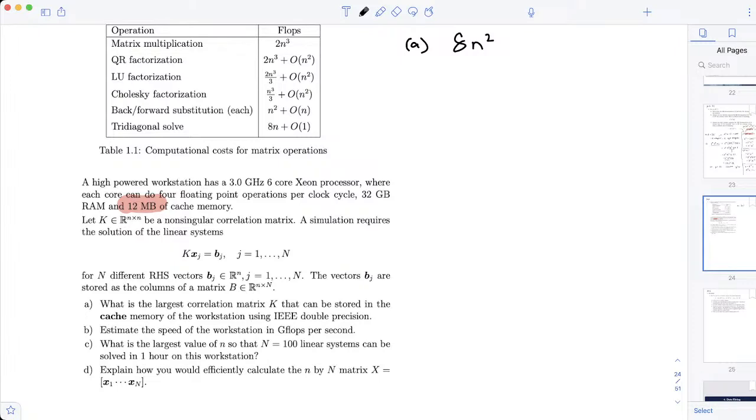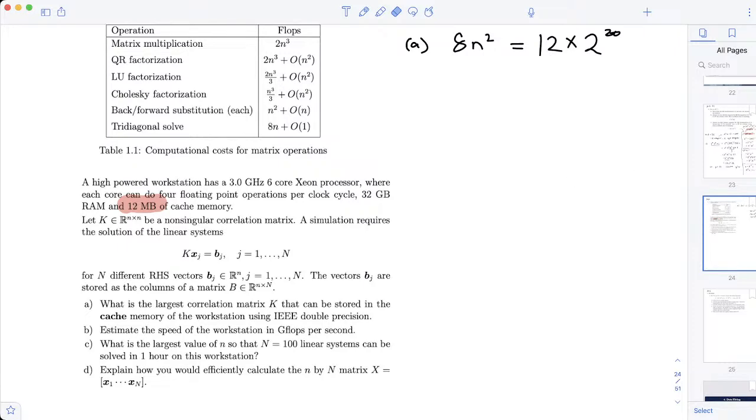Your first instinct might be to say we have 8n squared, and since we have 12 megabytes, that's 12 times 2 to the power of 20. Also, remember kilobytes is 2 to the power of 10, megabytes is 2 to the power of 20, and gigabytes is 2 to the power of 30. That's most of the ones you have to remember. The scale goes on into weird stuff like petabytes and exabytes as well. The key thing is to remember kilobytes, megabytes, and gigabytes.